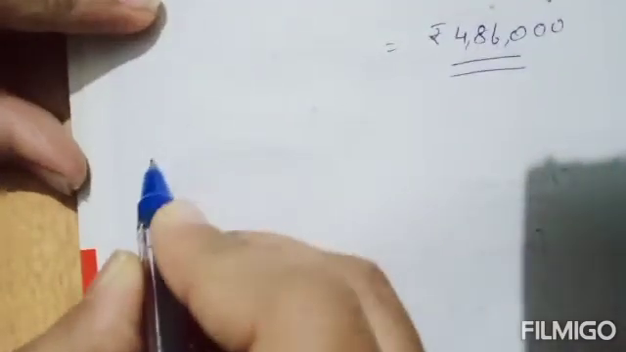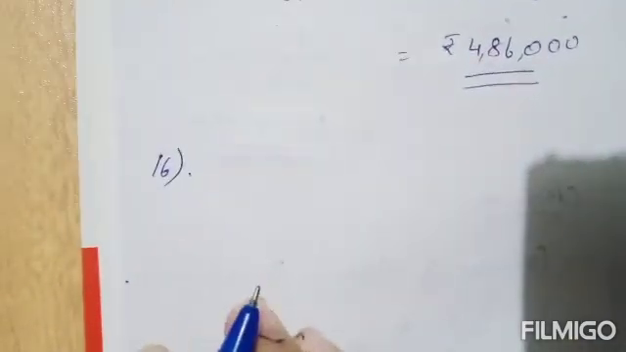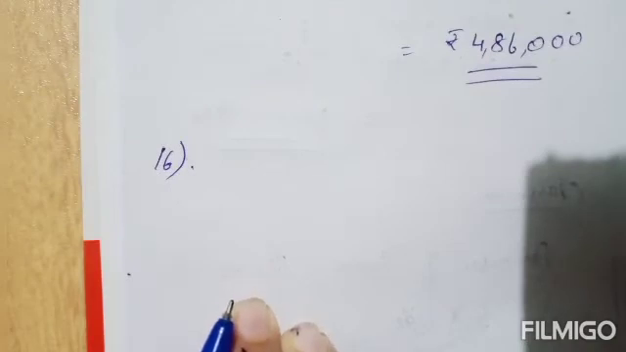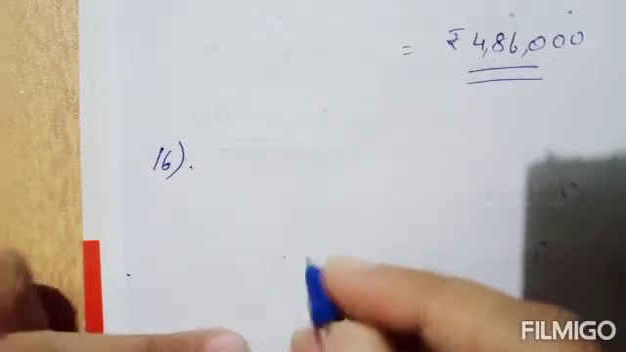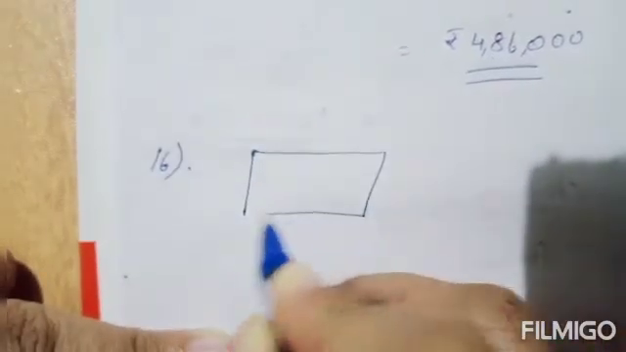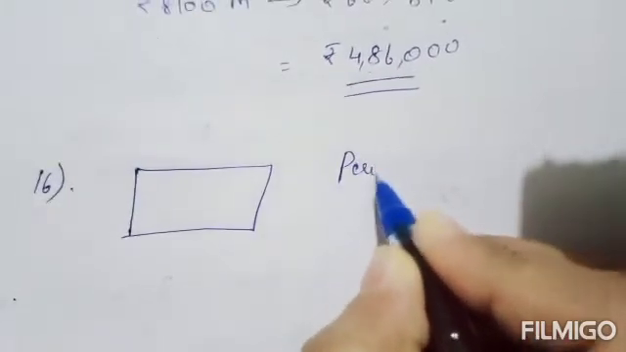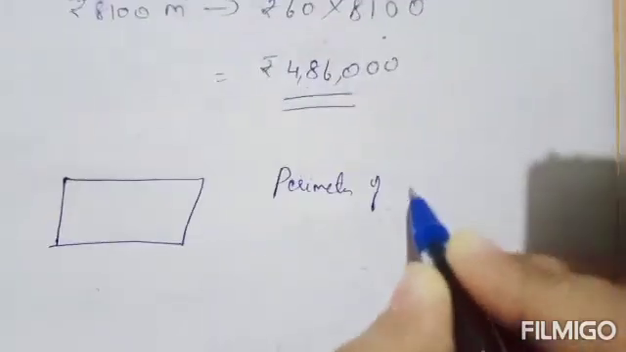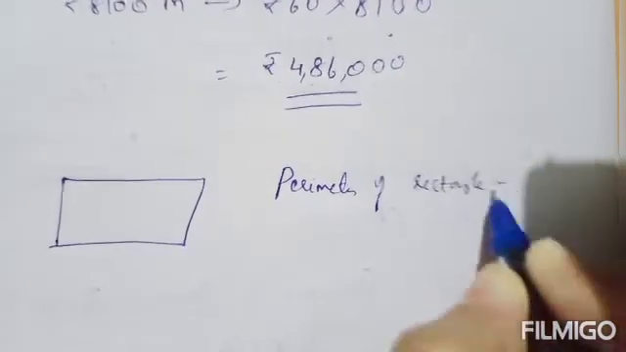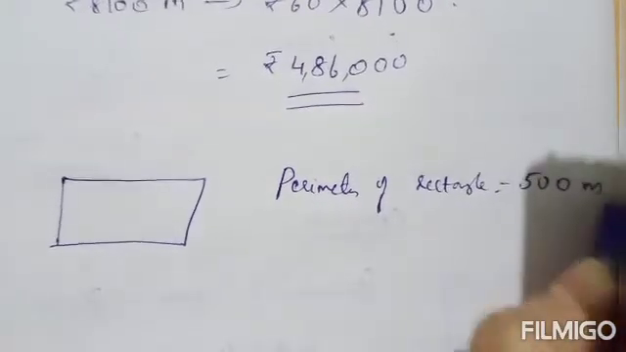Next, 16th question. The perimeter of a rectangular field is 500 meter and the length is 150 meter. Find its breadth. Second, its area. Third, the cost of plowing the field at the rate of rupees 1.20 per square meter. So here a rectangular field is given. Its perimeter is 500 meter. Perimeter of the rectangle is given as 500 meter.